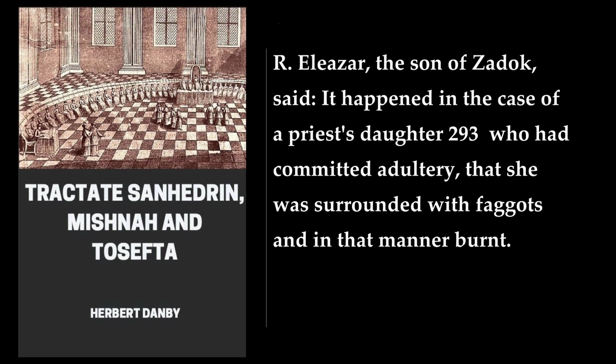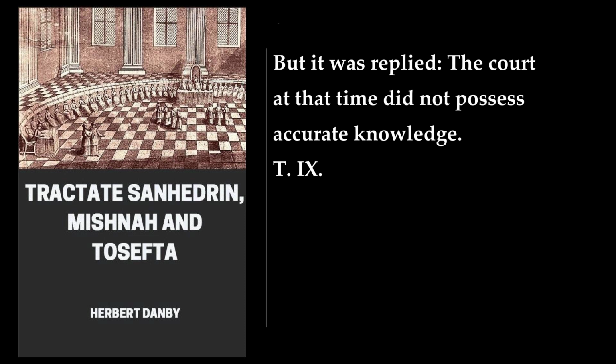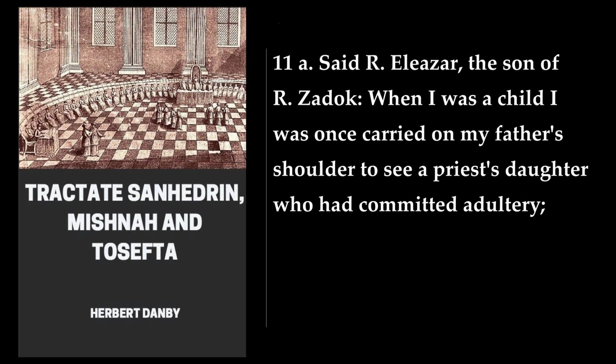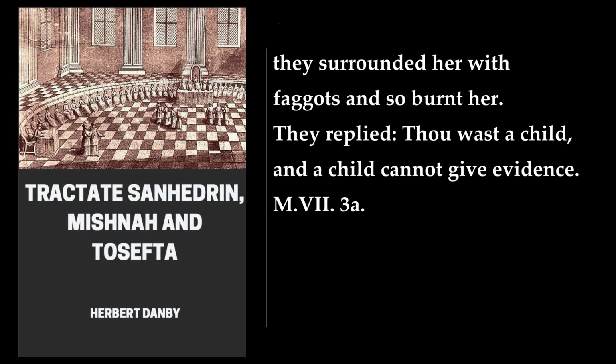Eleazar, the son of Zadok, said, it happened in the case of a priest's daughter who had committed adultery, that she was surrounded with faggots and in that manner burnt. But it was replied, the court at that time did not possess accurate knowledge. T. 9, 11a. Said Eleazar, the son of Zadok, when I was a child I was once carried on my father's shoulder to see a priest's daughter who had committed adultery. They surrounded her with faggots and so burned her. They replied, thou wast a child, and a child cannot give evidence.